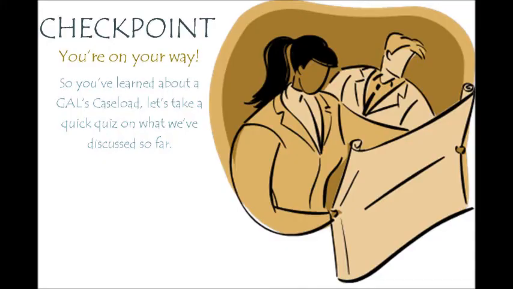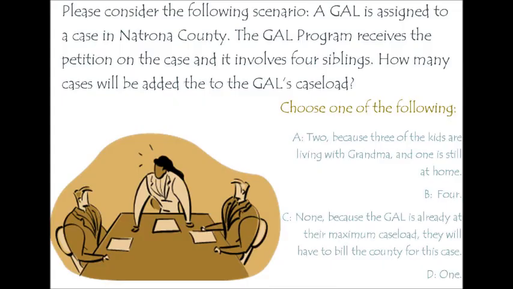So you've learned about a GAL's caseload. Let's take a quick quiz on what we've discussed so far. Please consider the following scenario. A GAL is assigned to a case in Natrona County. The GAL program receives the petition on the case, and it involves 4 siblings. How many cases will be added to the GAL's caseload?